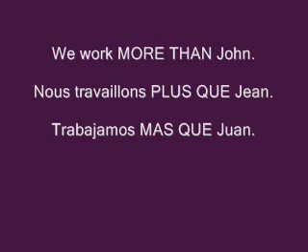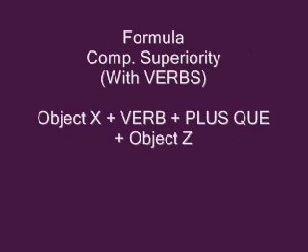So as you see here, the formula, when you use the comparison of superiority with a verb, is object x, which is the first item you wish to compare, plus the verb plus plus que altogether, nothing in between, plus object z, the second object that you wish to use. But I will provide you another example with a slight modification in our formula.